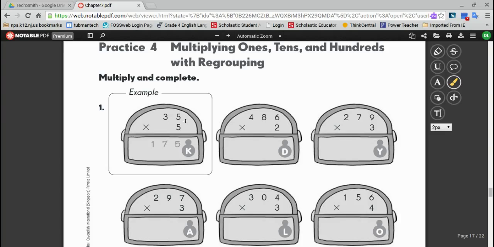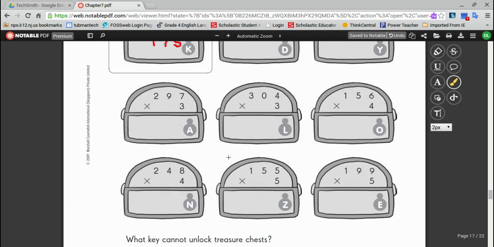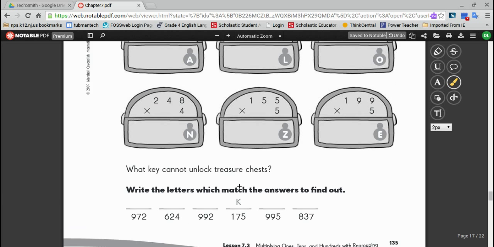35 times 5, we want to start with the ones place, so we know 5 times 5 is 25, and we have 25 ones, so we regroup that into 2 tens and 5 ones. Alright, then we multiply our 3 times 5, our 3 tens times 5. So 3 tens times 5 is 15, plus 2 more tens, so it's 15, 16, 17, and we have 17 right here. So our answer is 175. And that's letter K. So if you look at the bottom for 175, they put the letter K.